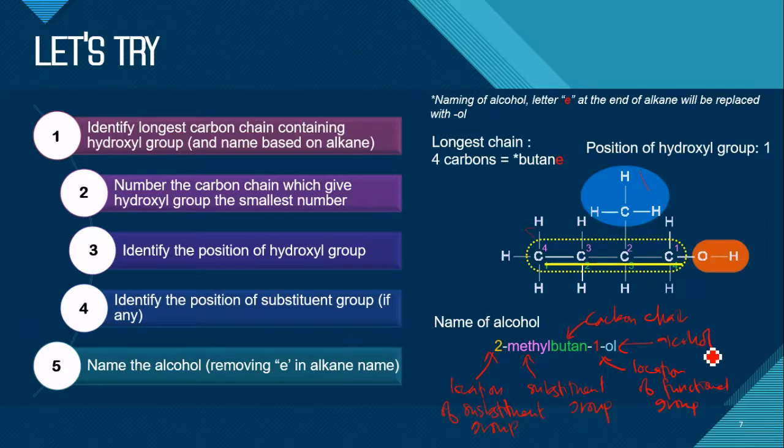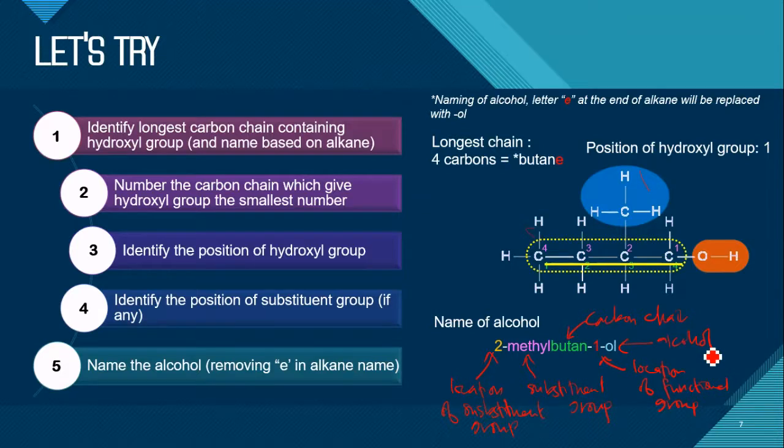So that's basically how you name the molecule if you are given the structure. If you are given the chemical formula, you need to do the same thing. You first identify if the given formula belongs to an alcohol by using the general formula, and then you draw. Now I'm going to show you how to draw, because you need to draw in order to name.